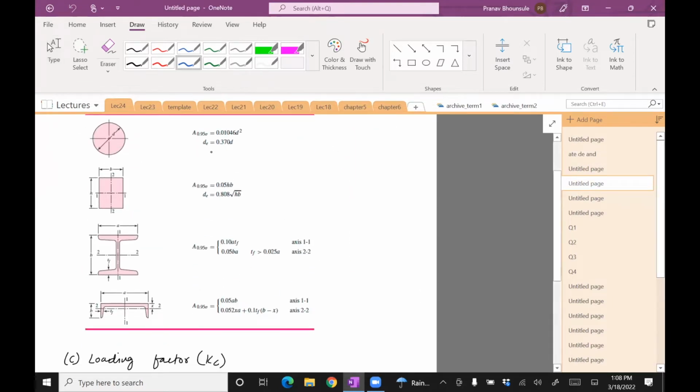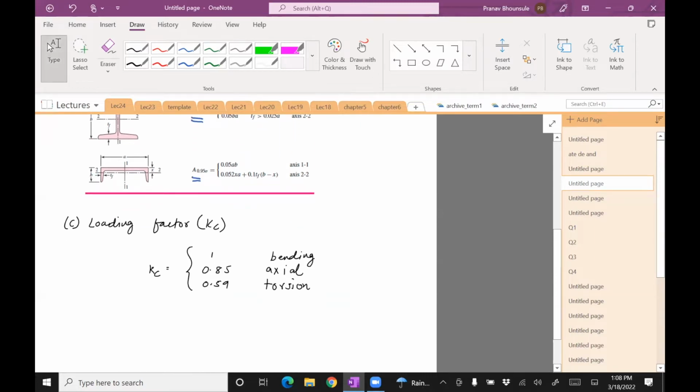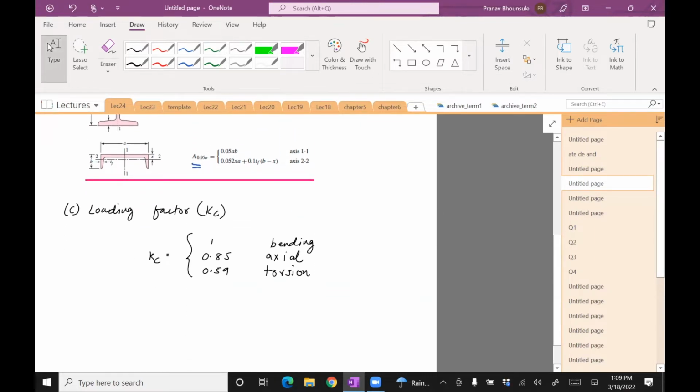Okay, and then that just gives you D's for, this one doesn't give, this one just gives you A's, but D can be found, it's basically pi D squared divided by 4. But don't worry too much about these two, they're not very important here. Okay, then there's a loading factor Kc, it depends on the load. For bending, it really doesn't affect, so this Kc is 1. However, if axial loading and torsion, then this Kc is less than 1. So axial and torsion reduces the endurance strength for loading factors, but not for bending.